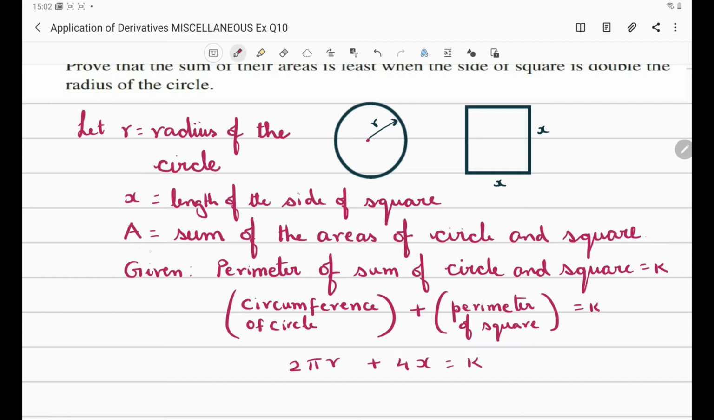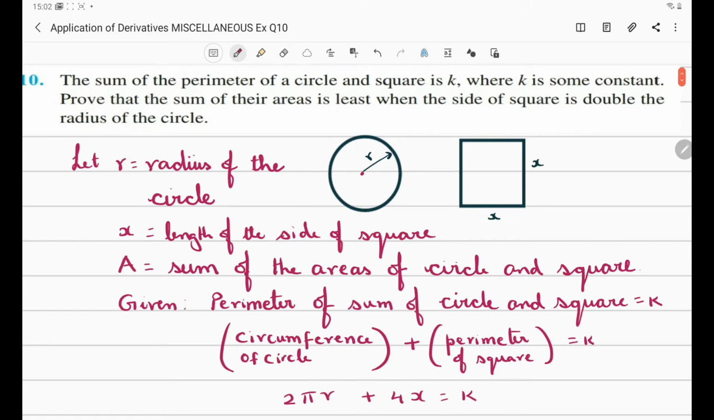Let us assume that A is the sum of the areas of the circle and square. Now what we have to prove is that when the area A is minimum, the side of the square, which is x, is double the radius of the circle. So we have to prove that when A is minimum, x is equal to 2r. That is what we have to prove.